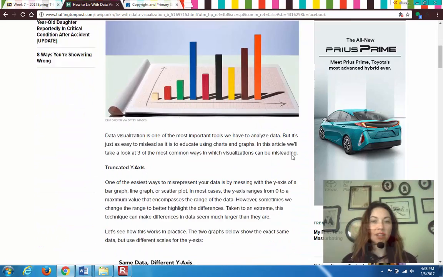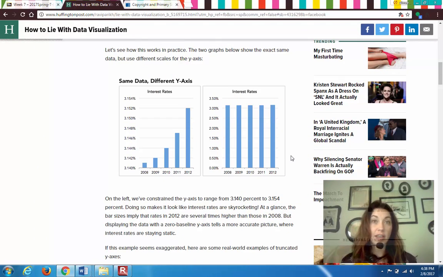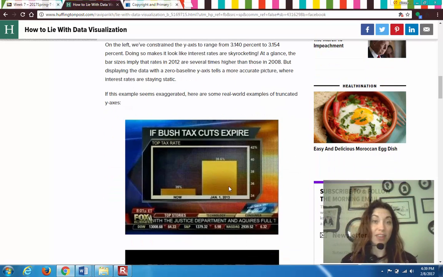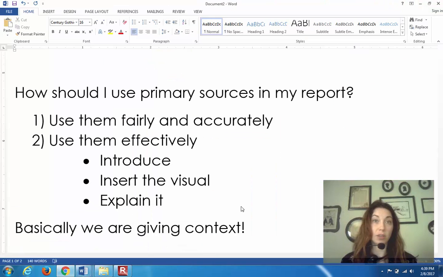But it's important to think about as you start going into other types of report writing and proposal writing, you're going to be making graphs, and you want to represent the data in the most effective way, in the most honest way. So be sure that you take a look at that because that's very important. So you want to use your primary sources fairly and accurately. You don't want to make any stuff up. The other thing you want to do is you want to use them in the most effective way.